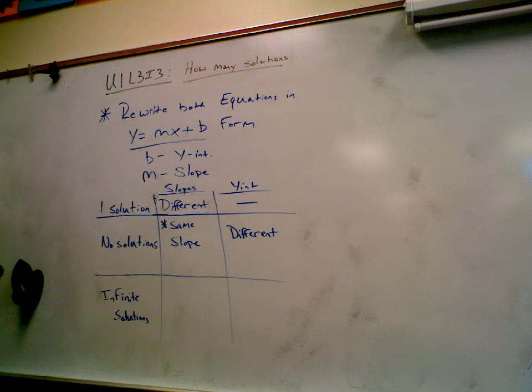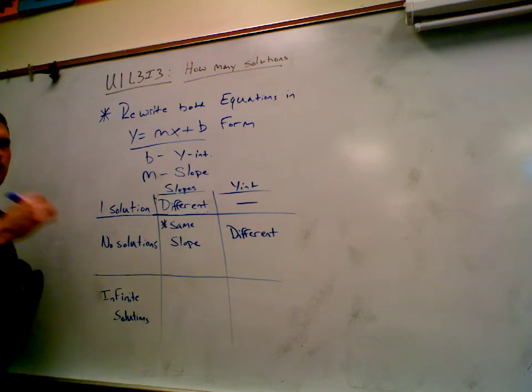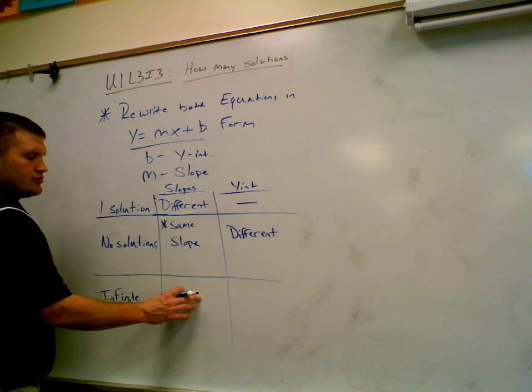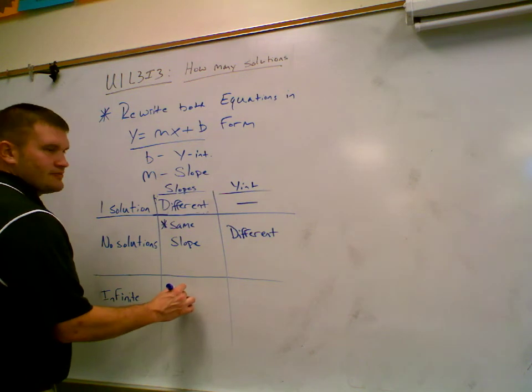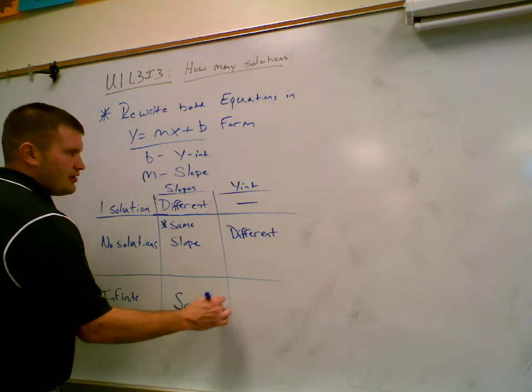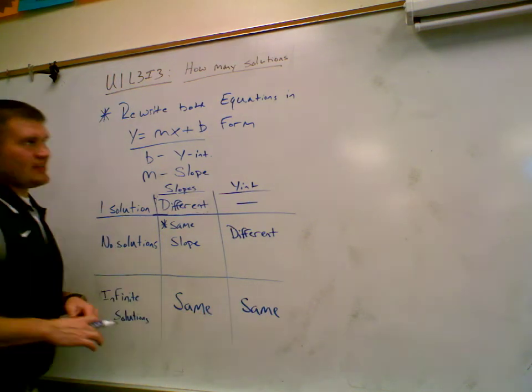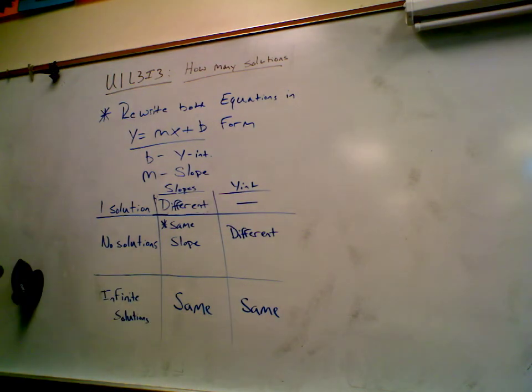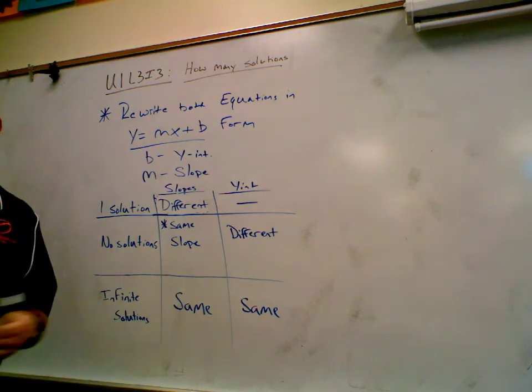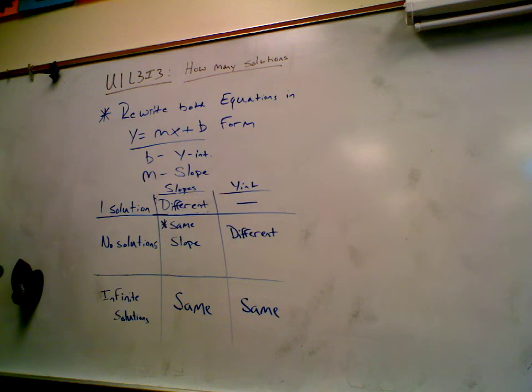Okay, good. Now, infinite solutions. When we have graphs of infinite solutions, what do they look like? They're both on the same line. That means the slopes are the same, and the y-intercepts are the same. So if you can take a system and write it in the form of y equals mx plus b, and then look at the slopes and the y-intercepts, then you can figure out how many solutions there are without actually solving.